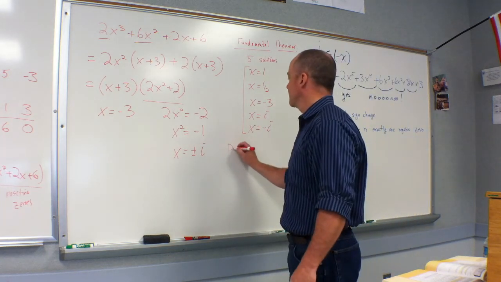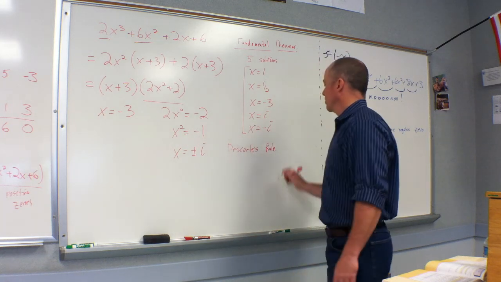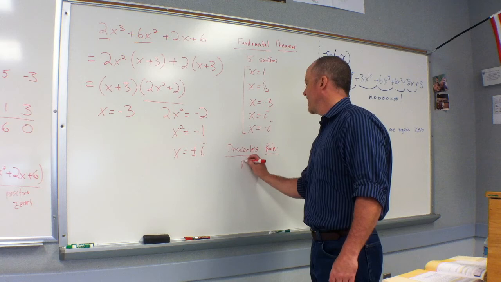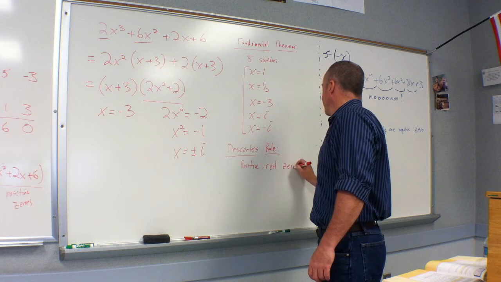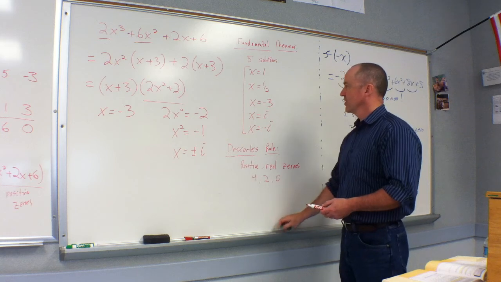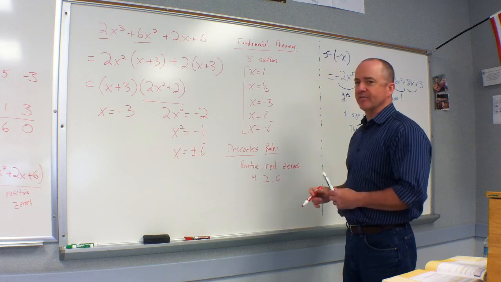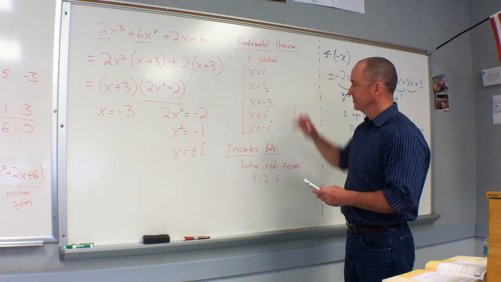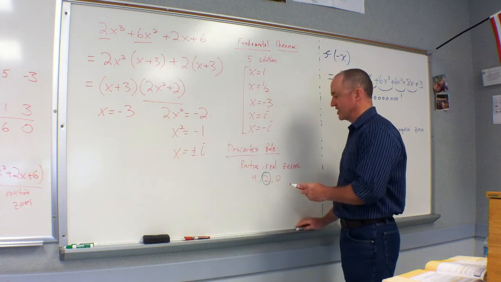Descartes' rule of signs said that for the positive real zeros, we would have 4, 2, or 0 of them. Did that work? How many positive solutions do I have that are not i? Two. Oh, because i is not considered. Yeah. So I got 2 real solutions on the positive side of the x-axis.